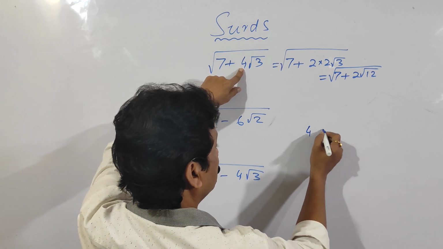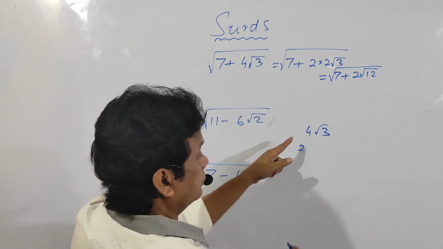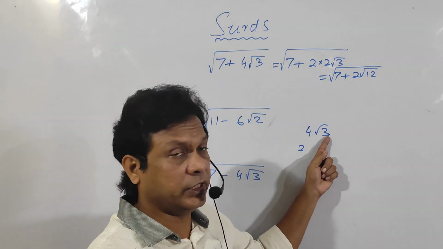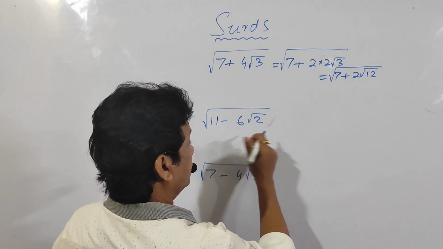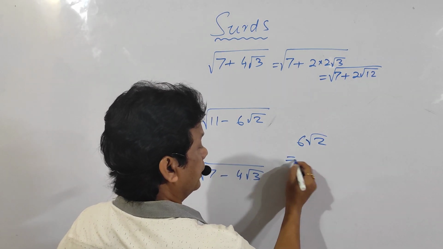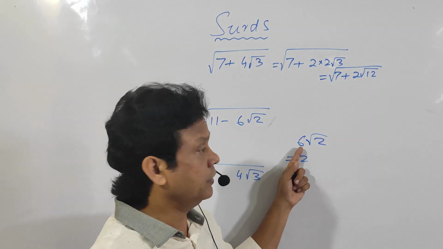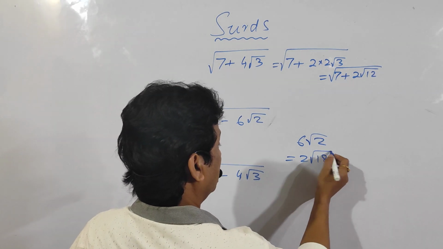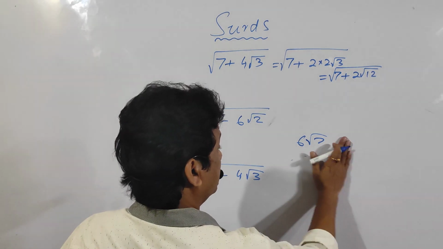I have written 4 root 3. So you can write directly 2. Remove 2 and remain 2. 2 square is 4. 4 into 3, 12. So 2 into root of 12. Like this, for 6 root 2, remove 2 first, then remain 3. 3 square is 9, clear? So 9 times 2 is 18. So it will be 2 root 18, clear?